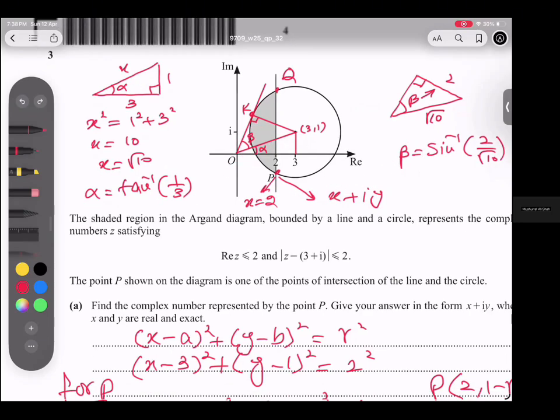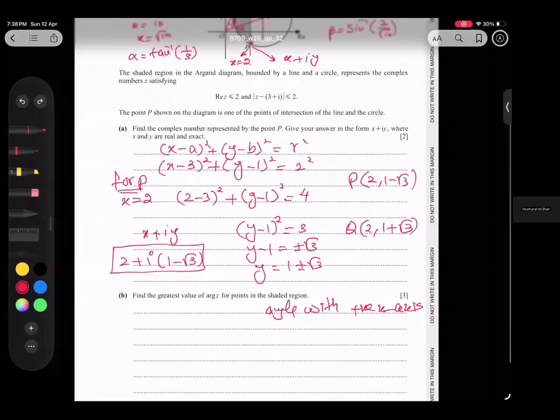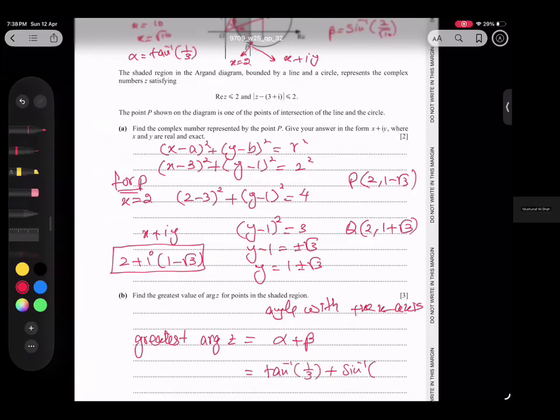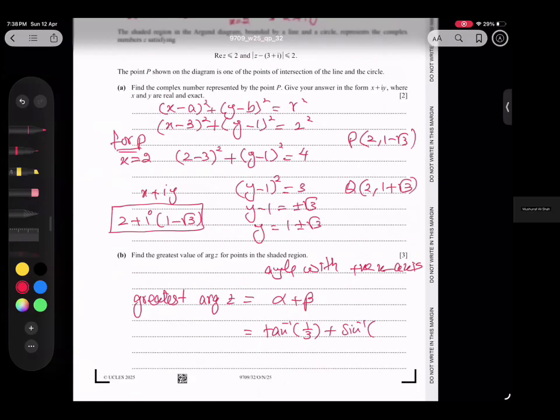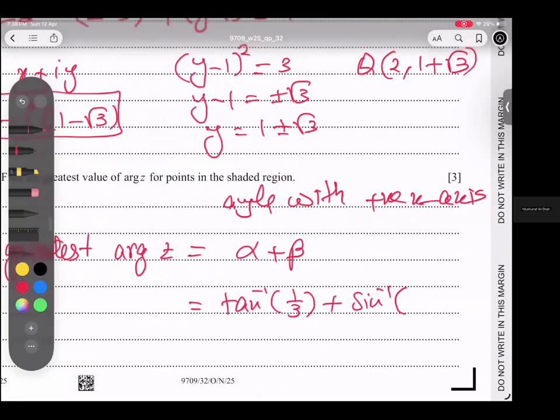So get ready, and I'm writing now here. The greatest argument of z is basically alpha plus beta, and I'm adding alpha, which is tan inverse of 1 over 3, plus sine inverse of 2 over root 10.